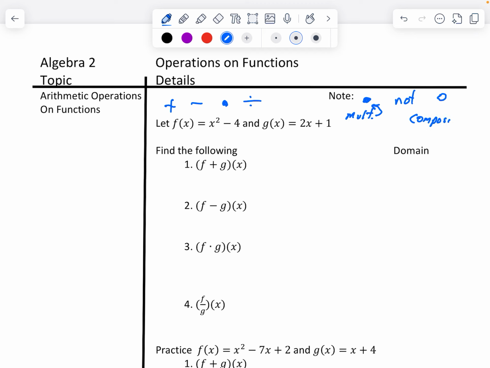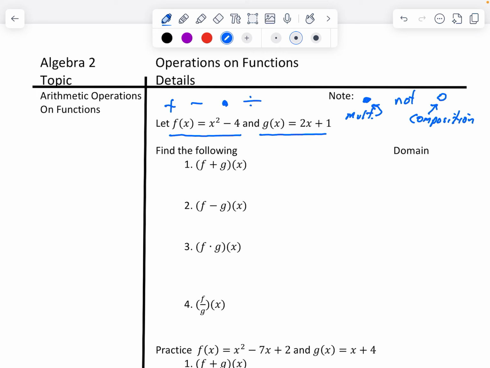So be aware that when we do the closed dot multiplication in this video, if we were to instead use an open dot, that would be referring to the composition of functions instead. So let's add these two functions. We're using the functions f of x equals x squared minus 4 and g of x equals 2x plus 1.